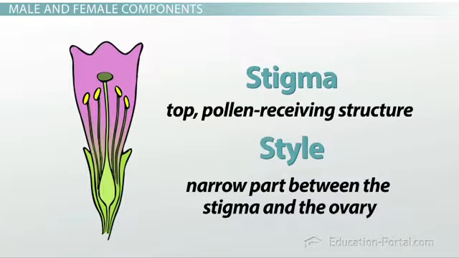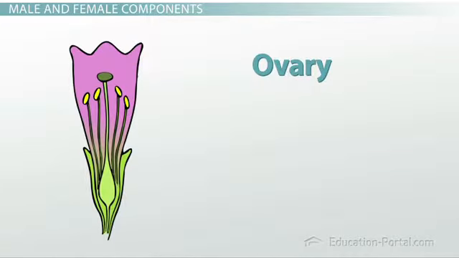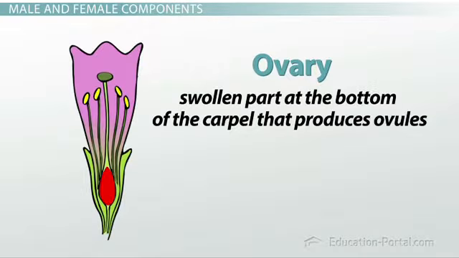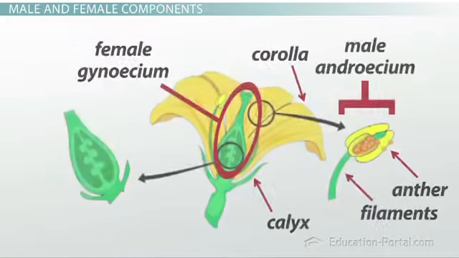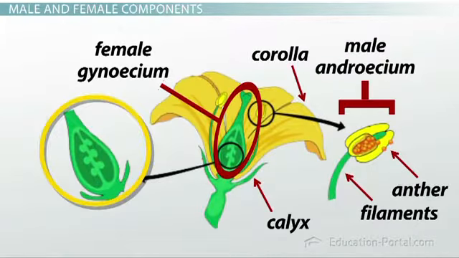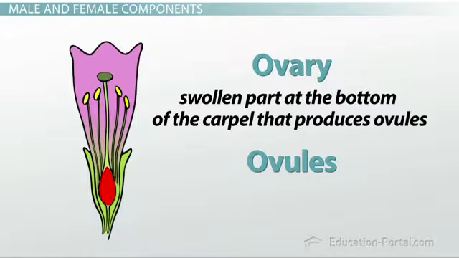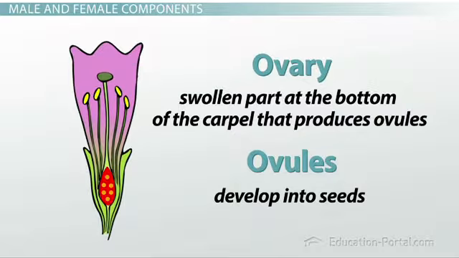The part directly below the style is the ovary. This swollen part at the bottom of the carpel produces ovules. We can see this in our diagram here. Ovules, which are produced in the ovary, develop into seeds. As you can see, the gynoecium has a few more parts than the androecium.